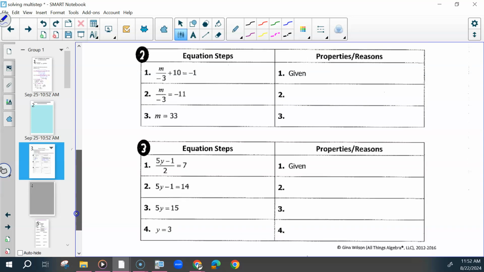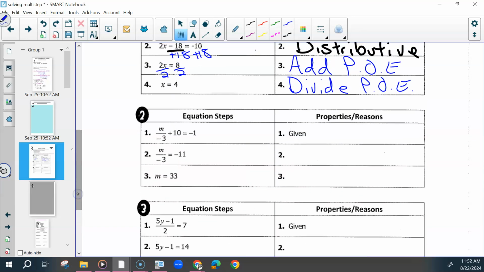Time-wise, we'll do one more of these, and then, because I want you to have time to practice, we're going to move on after that.